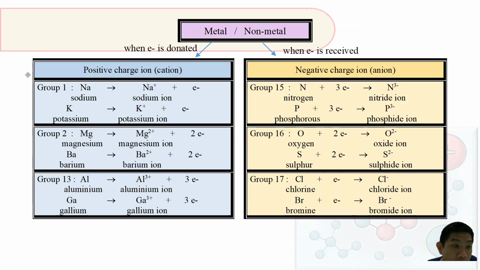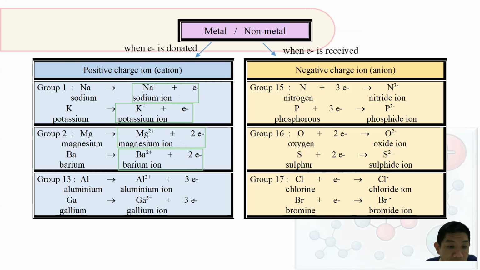Okay, so for example, we say that group 1 elements form a +1 charge, where sodium donated 1 electron to form sodium ion, or potassium donated 1 electron to form potassium ion. As for group 2, all of them form a metallic ion of +2 charge, where, for example, magnesium donated 2 electrons to form magnesium 2+, whereas barium donated 2 electrons to form barium 2+.